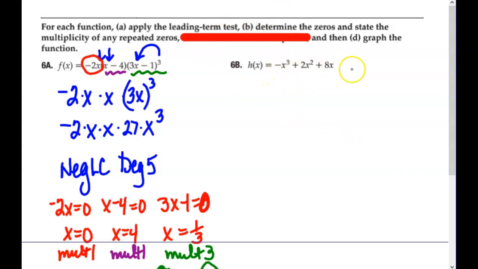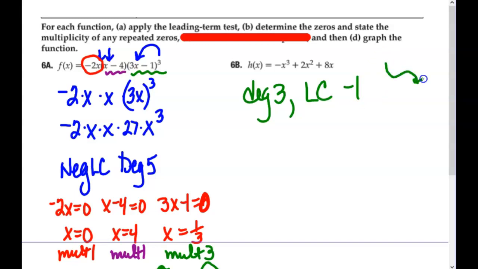Take out what here? Well, first of all, I'm going to take out a negative x. But first of all, we can already tell the leading coefficient and degree, yes? The degree is 3, the leading coefficient, anybody? -1. So the shape is again going to be like this, right? Degree 3, negative leading coefficient, from the top on the left.